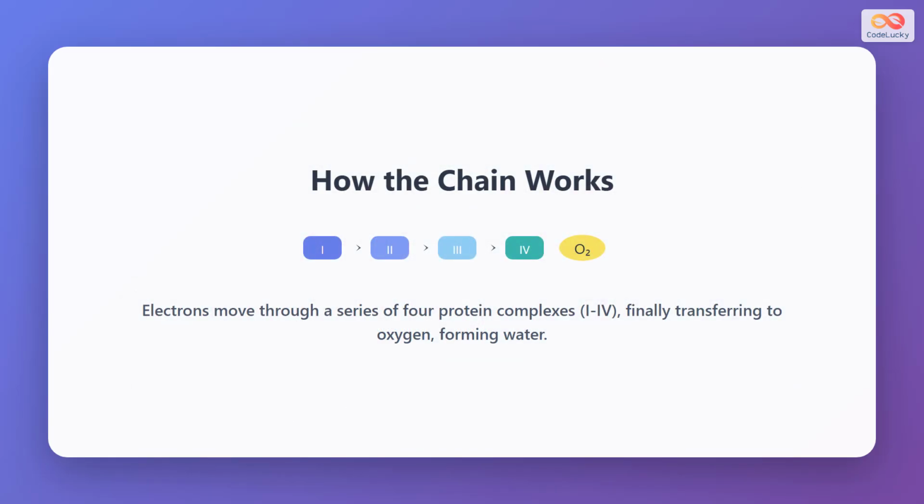The electron transport chain operates like a molecular assembly line. Electrons enter the chain and move sequentially through the four protein complexes. As electrons pass from complex 1 to complex 2, then to complex 3, and finally to complex 4, they lose energy at each step. This released energy is not wasted, but captured to pump protons across the membrane. At the end of the chain, electrons combine with oxygen and hydrogen ions to form water. This electron flow is continuous as long as oxygen is available, making the process highly efficient.